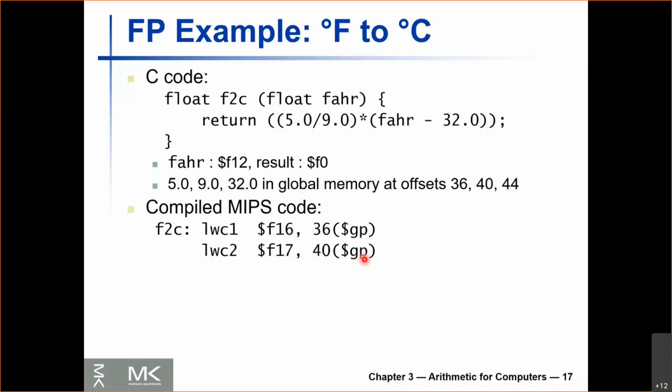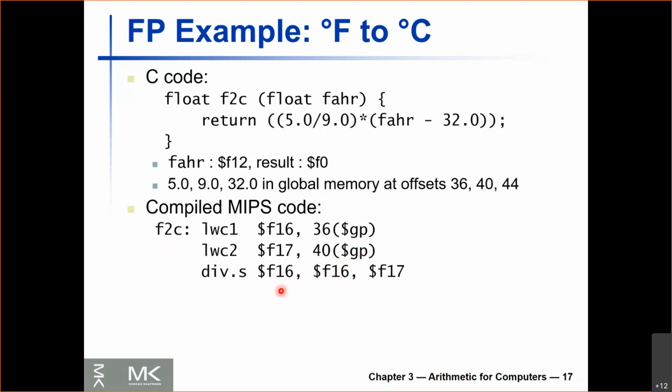Okay, so what do I do now? Right, I need to divide. What do I divide? Right, I'm going to divide F16 and F17, and then I'm going to put their result in F16 again. Okay, so I'm going to do div.s. This does a single precision divide, and then I'm going to put the result in F16 because I no longer need F16 to store 5 anymore. Okay, all right, so I've done my division.